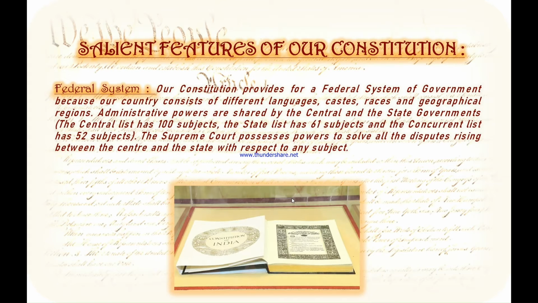Our constitution provides for a federal system of government because our country consists of different languages, different castes, races and geographical regions. Administrative powers are shared between the central and the state governments. The central list has 100 subjects, the state list has 61 subjects of administration, and the concurrent list consists of 52 subjects of administration. The Supreme Court possesses power to solve all the disputes arising between the center and the state with respect to any of the subjects.